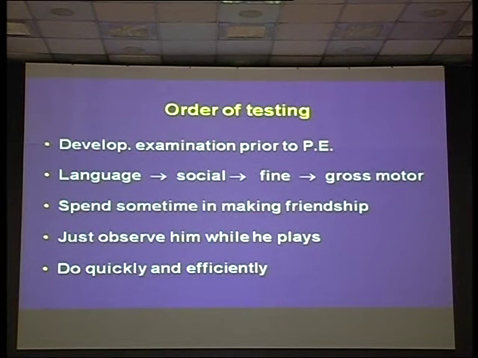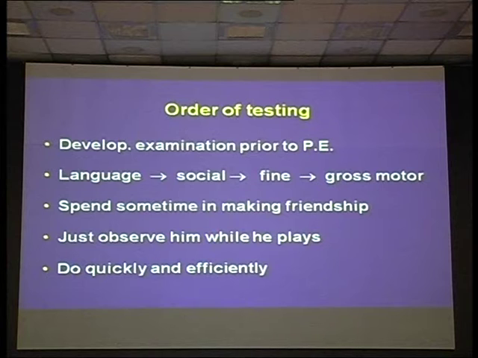So don't do that. Just observe the child. First start with the language without touching the child. Language, social, fine motor, and last only gross motor. Just look at the child, spend some time making friendship with the child. Just observe the child, you will pick up a lot of milestones. If the child is raising the limbs and picking up a toy, we can definitely say the child is at least more than 6 months developmental age.